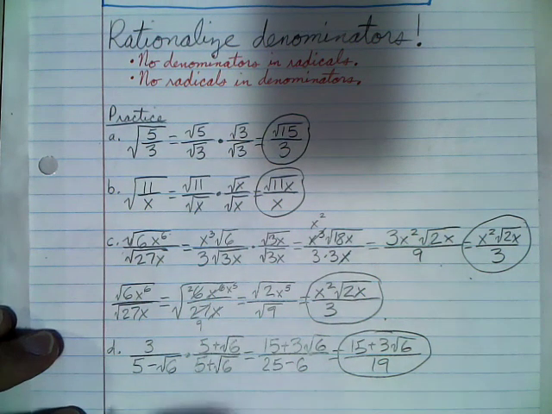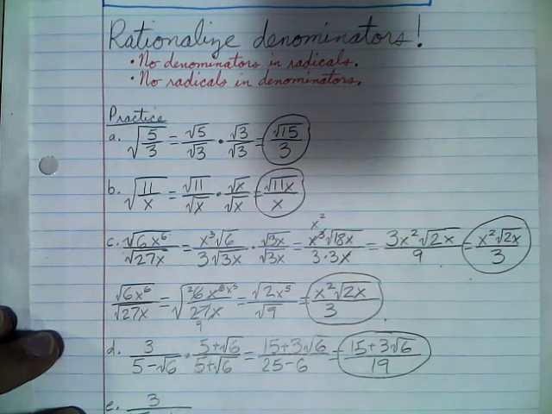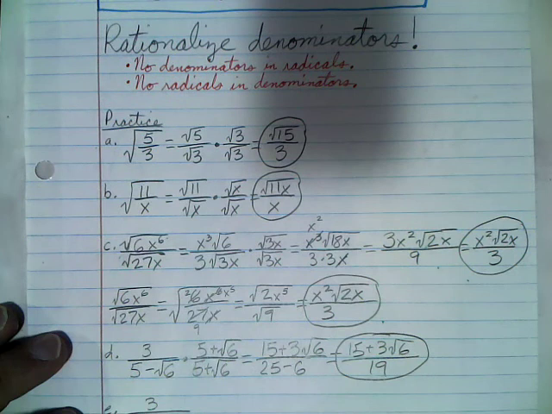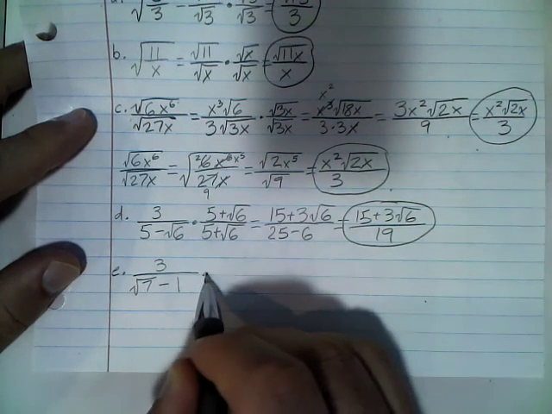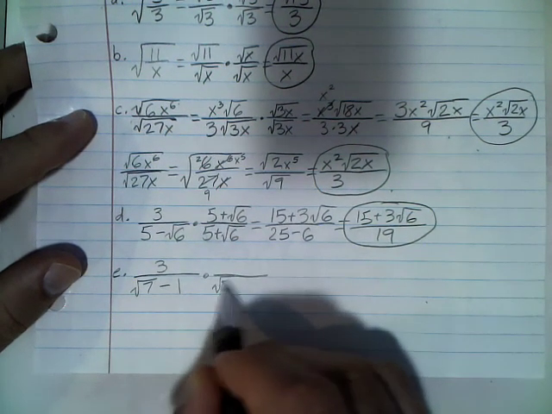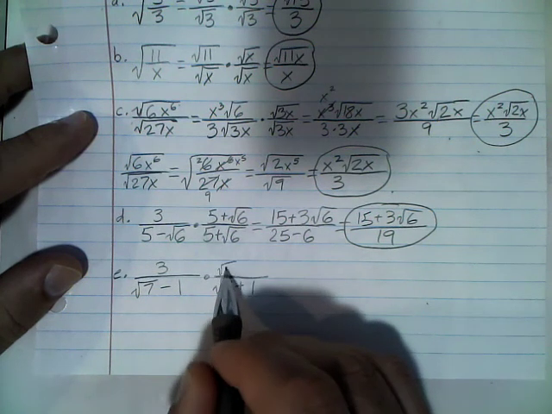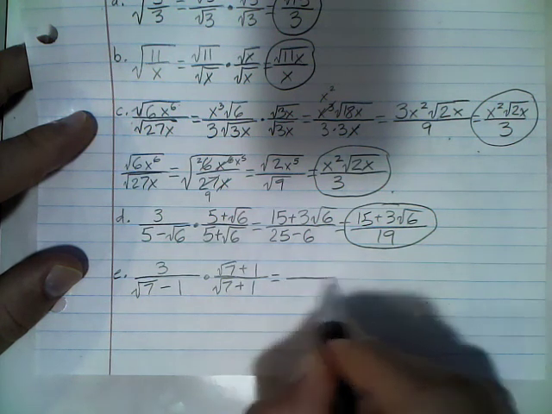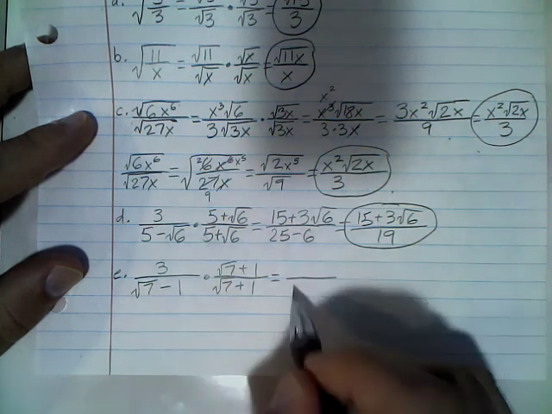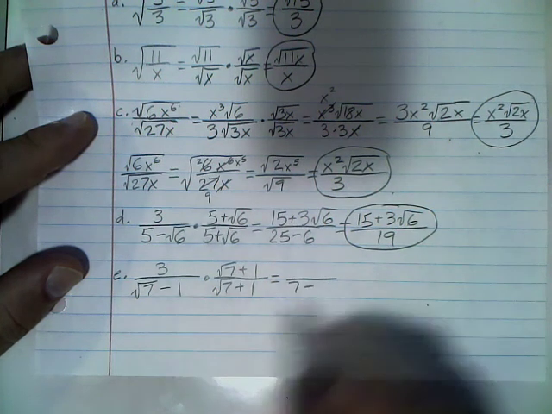So, letter E, 3 over the square root of 7 minus 1. So same idea here. In order to get rid of that square root in the square root of 7 minus 1, we're going to multiply by 1 over 1 using the conjugate. So on the bottom, I'm going to get a difference of squares. So square root of 7 squared is 7, minus 1 squared is 1.